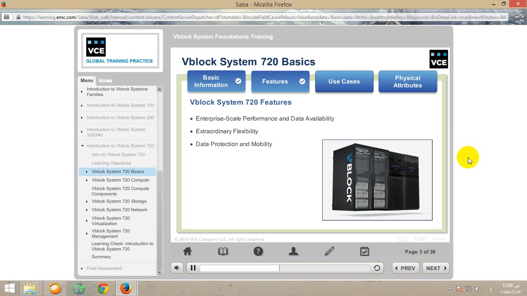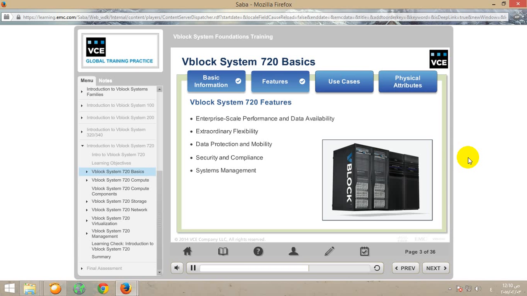In terms of data protection and mobility, vBlock Systems 720 offer backup and recovery, data replication, business continuity, and workload mobility, all designed to deliver reliable and predictable data protection for vBlock systems. Security and compliance in the vBlock System 720 is engineered, architected, and hardened according to the best practices of each component, including EMC's storage, Cisco's compute and networking, and VMware's virtualization.